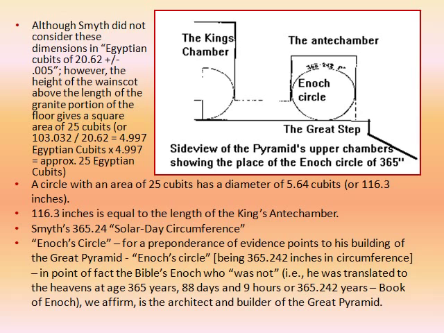365.242 inches in circumference. In point of fact, the Bible's Enoch, who was not, in that he was translated to the heavens at age 365 years, 88 days, and 9 hours, or 365.242 years, Book of Enoch. We affirm, therefore, that he most probably is the architect and builder of the Great Pyramid.